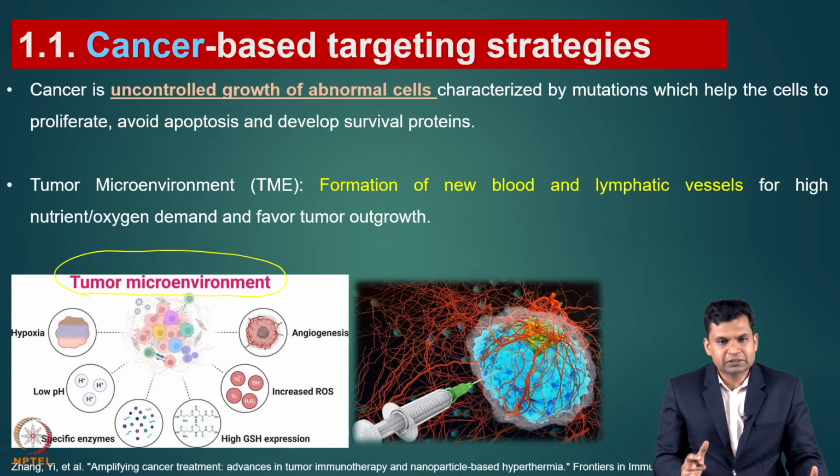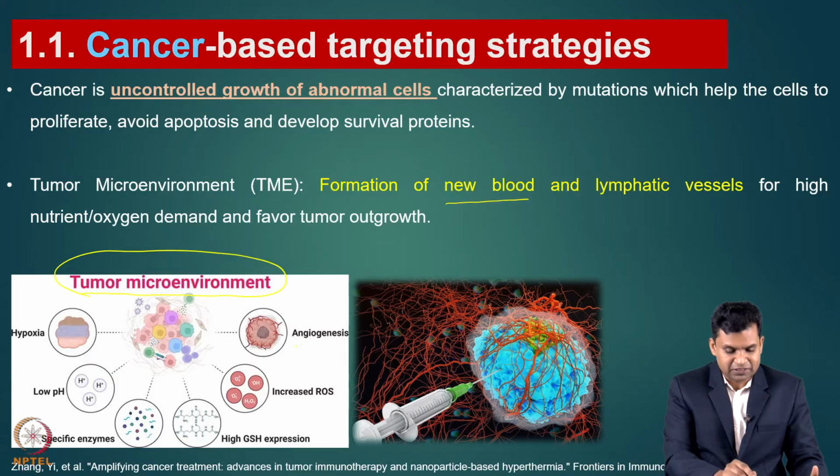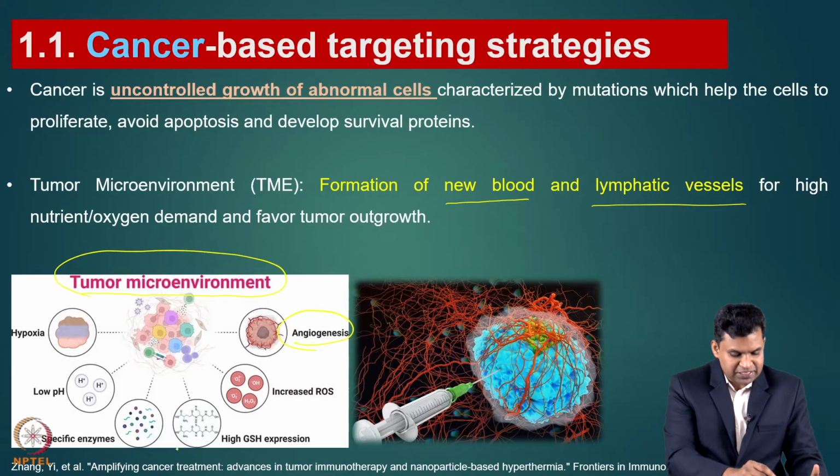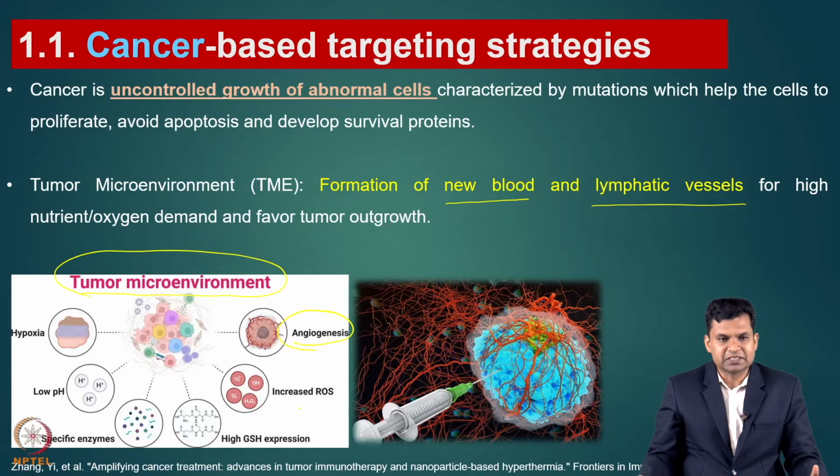So, in the tumor you will see there is a formation of new blood vessels, which is nothing but angiogenesis, and there is a change in the lymphatic system. So, you will see a lot of changes in the cancer cells compared with the normal cells. These are the various changes we will see in the cells.